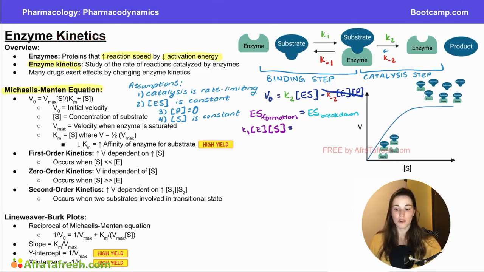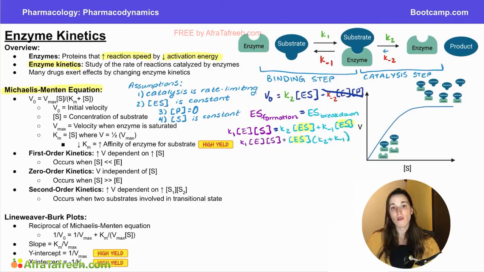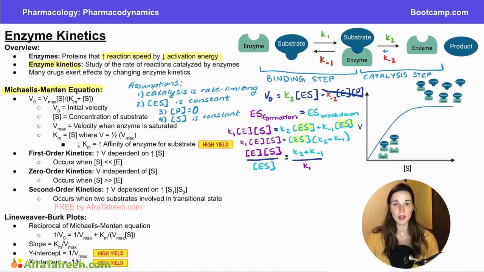And then the things that are going to contribute to the enzyme-substrate breakdown are going to be the forward reaction of the complex to the enzyme and the product, as well as the reverse reaction of the complex to the enzyme and the substrate. Since the concentration of the enzyme-substrate complex is in both of these terms, I can pull it out, and then I can solve for the ratio of the enzyme and substrate concentrations and the enzyme-substrate complex concentration, which looks like this. And this term is known as the Michaelis-Menten constant, or the Km. And we can rearrange this equation to look like this.